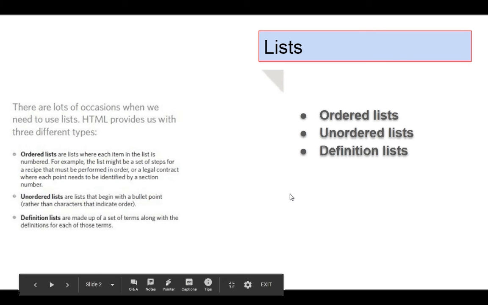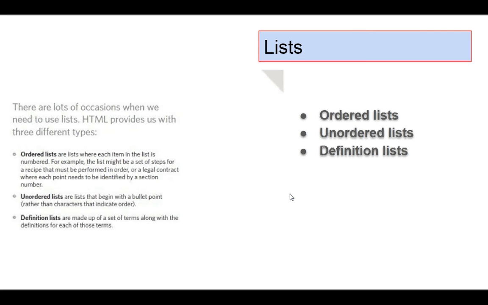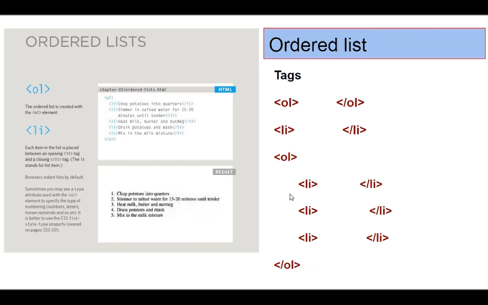And there is one more unique list called a definition list. Definition lists are made up of a set of terms along with the definition for each of those items. Means a definition list exists where a particular definition is assigned. Okay, so let us see what an ordered list is.